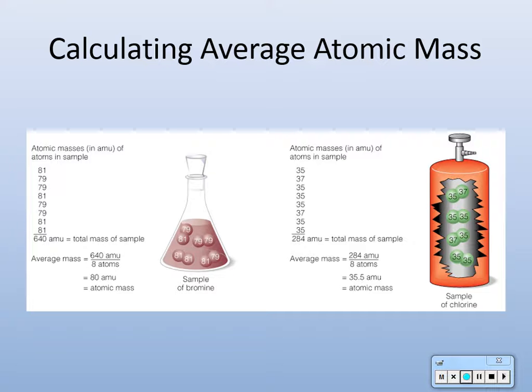Bromine is actually the big one, it's like on the legend. That's just coincidence. Okay. But we have two isotopes of bromine, bromine 79 and bromine 81.